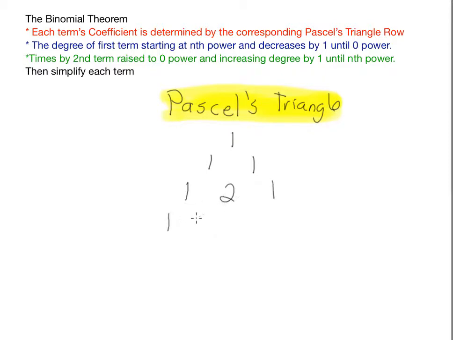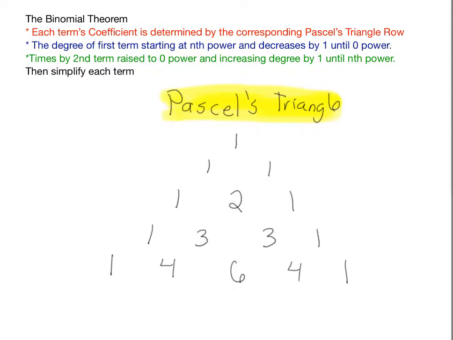Continuing this process, middle terms added, and bringing the 1 down. So bring the 1 down. 1 plus 3 is 4. 3 plus 3 is 6. 3 plus 1 is 4. Bring the 1 down. You can continue in this pattern as many times as you want, continuing row after row after row following the pattern.